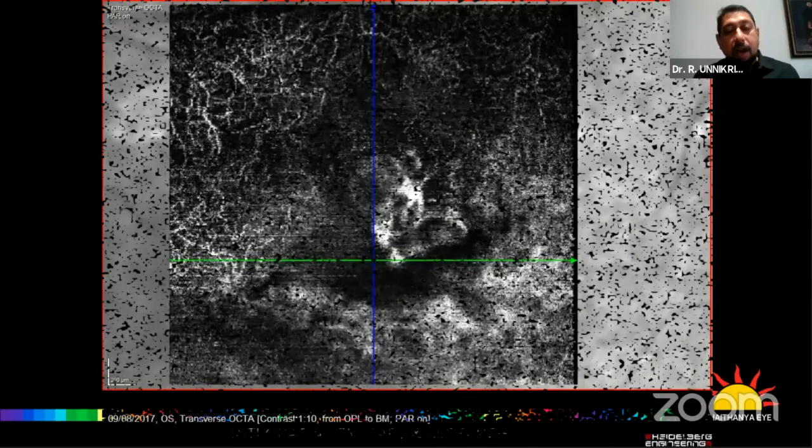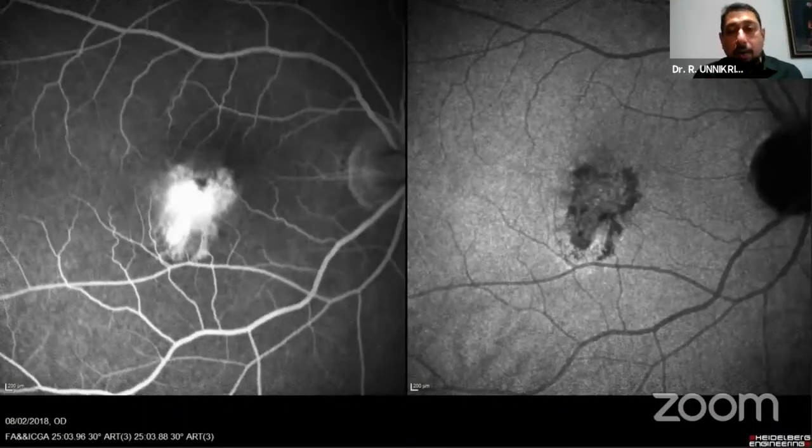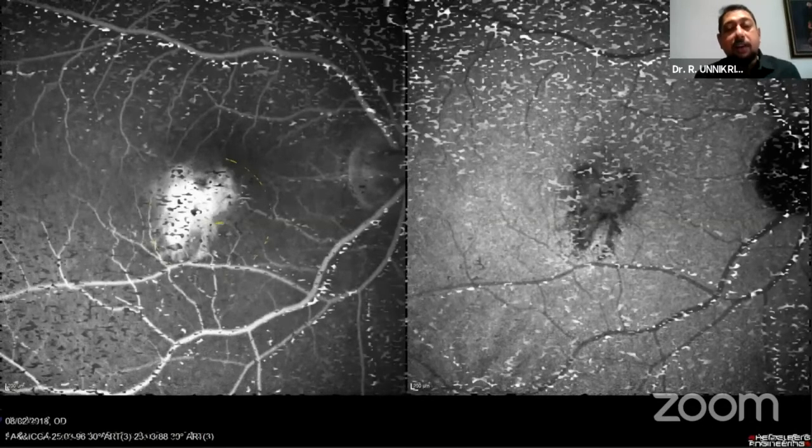So again, here, the fluorescence has totally masked the whole image. You do not see any definition over there. Is it good enough to tell you there's a CNVM? Yes, but we are supposed to proceed beyond that level and go beyond it.